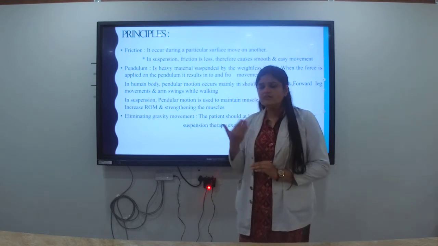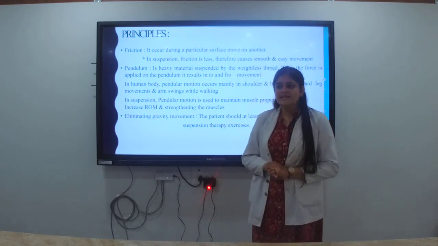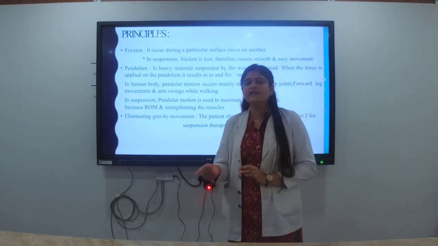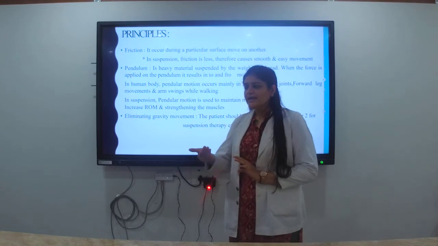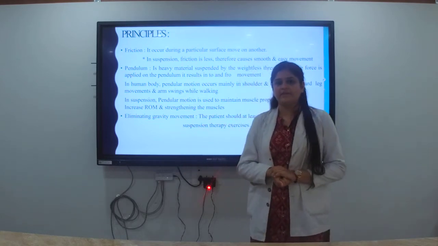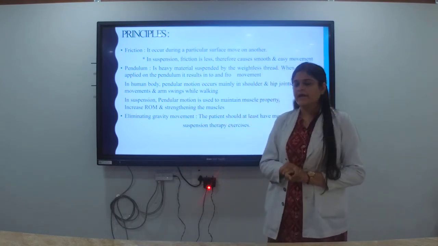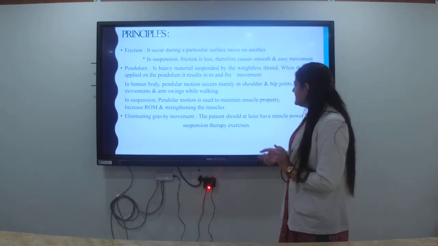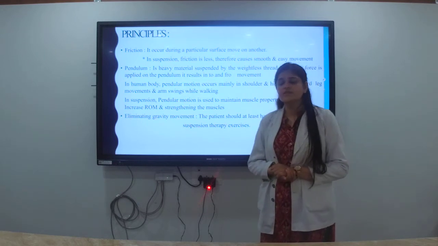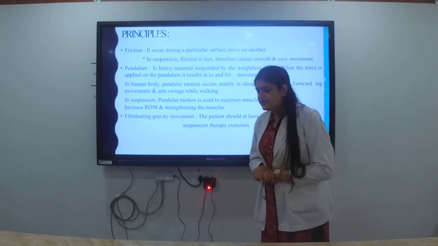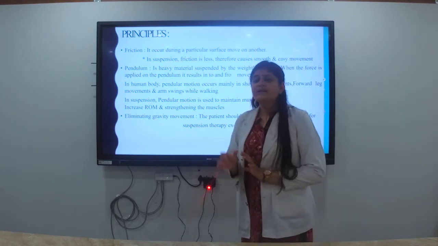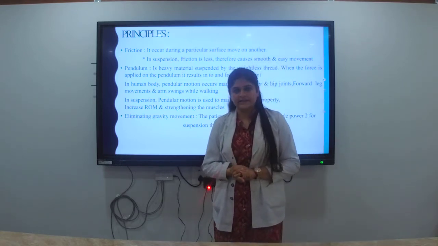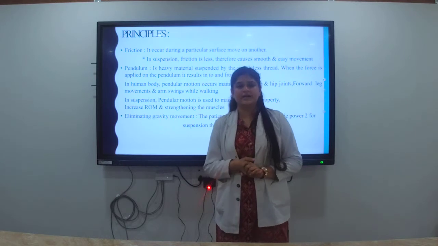When we overcome this gravitational force, we see that some movements can be initiated in the weaker muscles by eliminating the gravity and doing it in a plane which eliminates the gravity and assisted by gravity. So that principle is of tremendous importance when it comes to suspension therapy. For this, you should know the various grades of MMT. MMT means manual muscle testing. It has basically 5 grades.